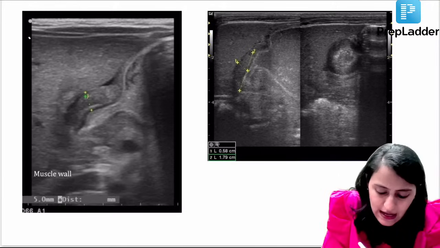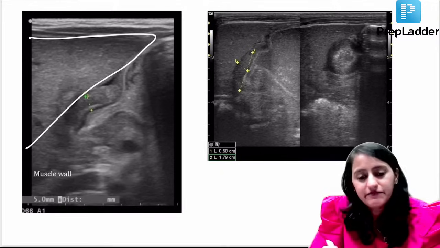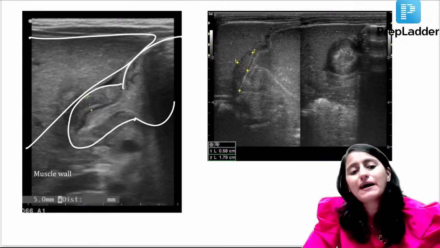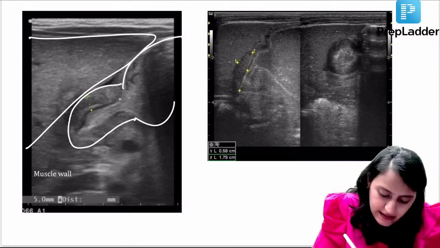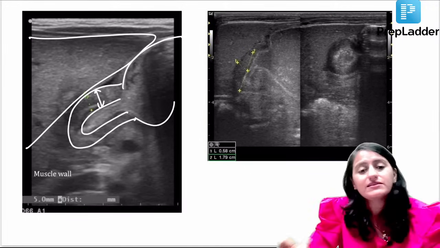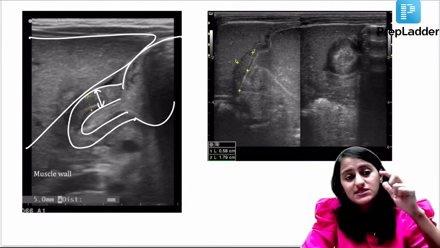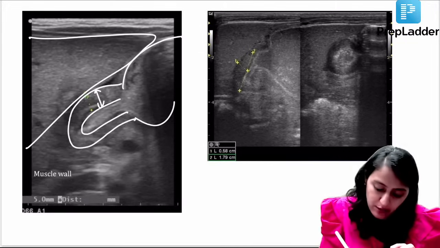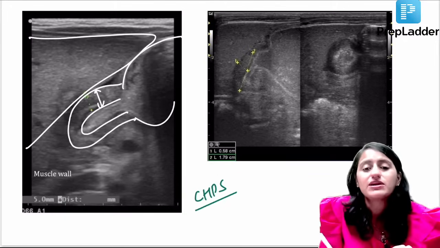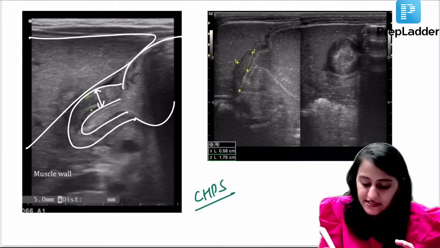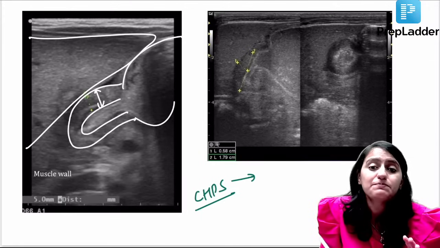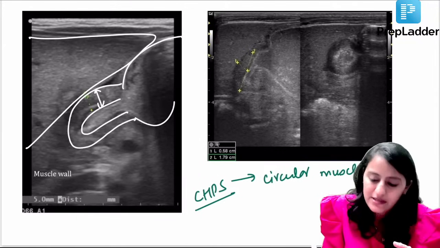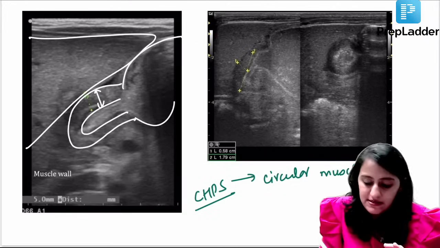On the ultrasound, this is where you are seeing the liver, and to the left of it is the stomach, and this is the elongated pylorus which looks like the cervix, right? So this is the muscle wall of the pylorus which is thickened. So this is the pylorus which is elongated with the thickening of the pyloric wall. This is CHPS or IHPS, hypertrophic pyloric stenosis. What is hypertrophied in the pyloric stenosis? What layer? The circular muscle is what is hypertrophied.